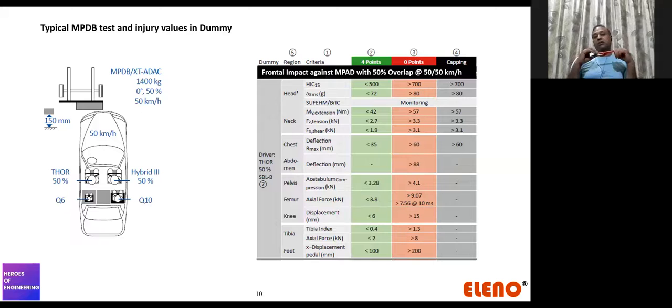Here you are also seeing a new dummy. Till 2019, we were calculating with a Hybrid III dummy, but now it has moved to the Thor dummy. And here it is more sensitive.